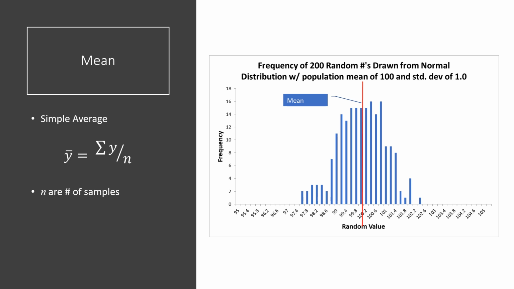In this case, we have 200 random numbers drawn from a normal distribution with a population mean of 100 and a standard deviation of 1. You can see this is a frequency histogram that was constructed for that set of 200 random numbers, and because it's a symmetric bell-shaped curve, the mean is about 100, and it's about in the middle of our sample values within the histogram.